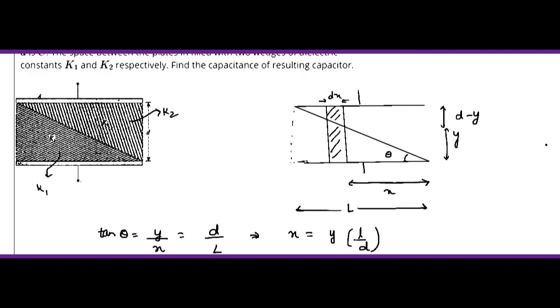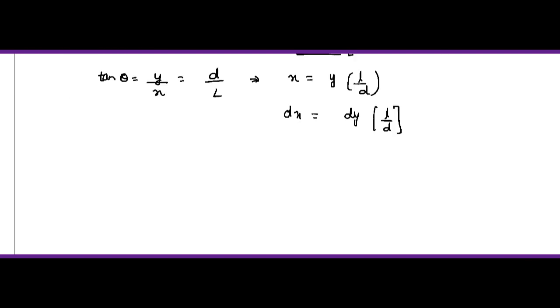Now we can see that there are two capacitors, one this and one this. If we apply a potential difference, they would be in series. So we make these two small capacitors. This is our one capacitor and this is our other capacitor, connected in series, with a potential difference applied.